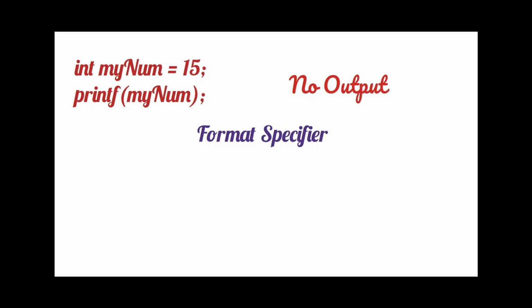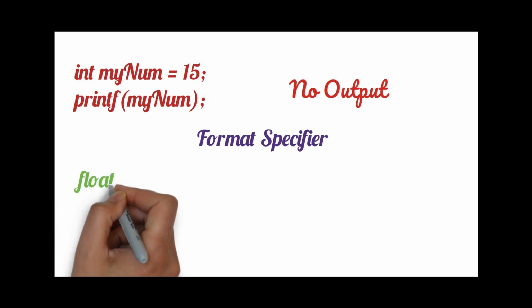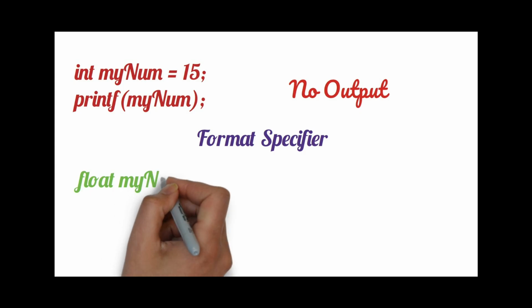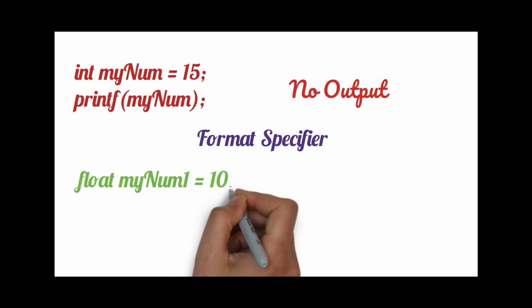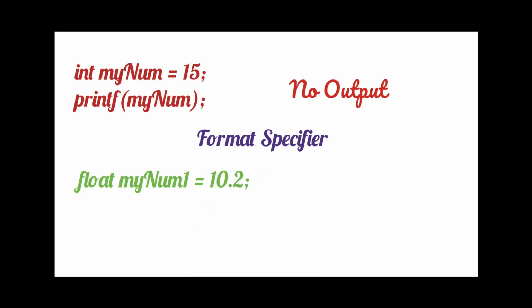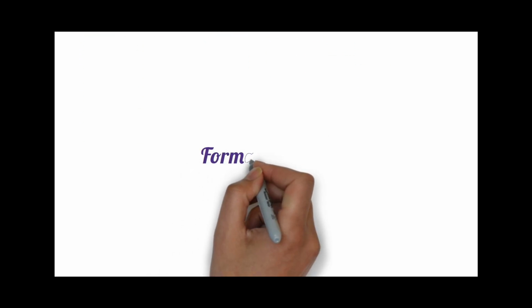So now this was an integer. Now let us assign a floating value. So now float, I'll type float my num1 equal to 10.2. Now here you can see I have declared a floating point variable called my num1 and that my num1 has 10.2 value in it.